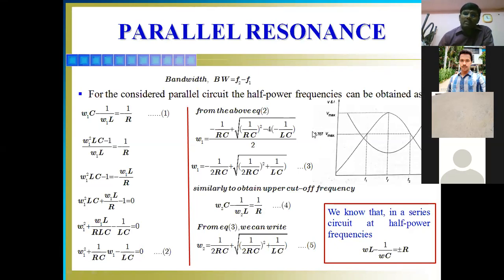For series, 0.707 Imax. For parallel, 0.707 Vmax. Because for parallel circuits, the current is minimum whereas voltage is maximum, because impedance is maximum at resonance in a parallel resonant circuit. So that's why they are also called half power frequencies. The power is more than 50%.